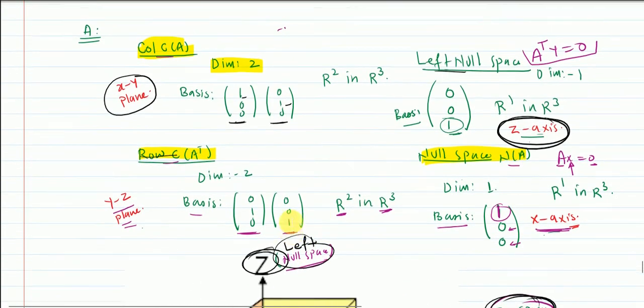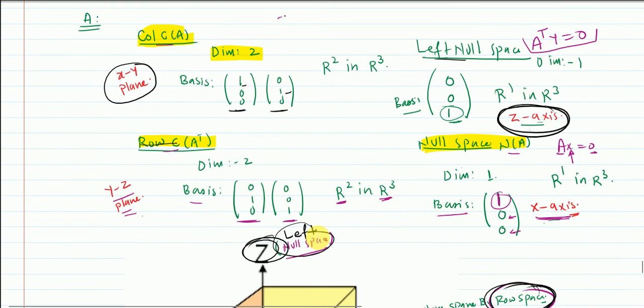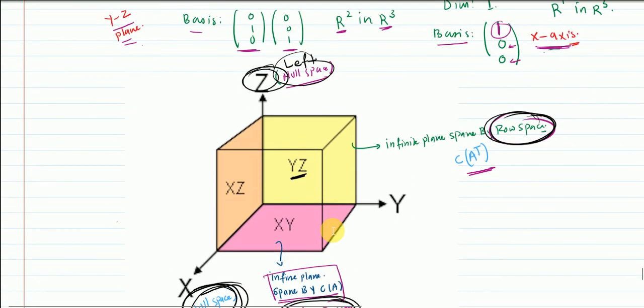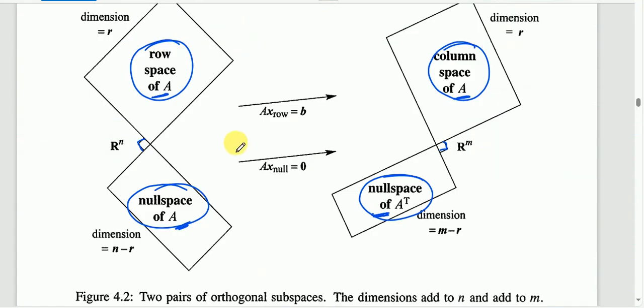It was a specific example where we are able to see the subspaces as a plane and as a line, and we also verified that the row space of A is perpendicular to the null space of A, and the column space of A is orthogonal to the null space of A transpose, or the left null space.